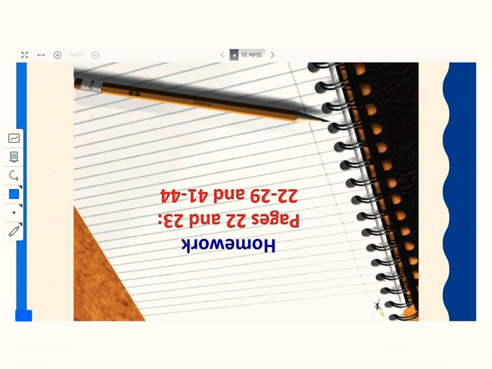Okay, so your homework is the following page in that packet. It matches textbook pages 22 to 23, 22 to 29, and 41 to 44. You have the remaining time to work on that. And again, anything you don't have done is homework due in class tomorrow.